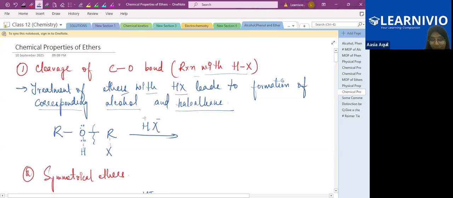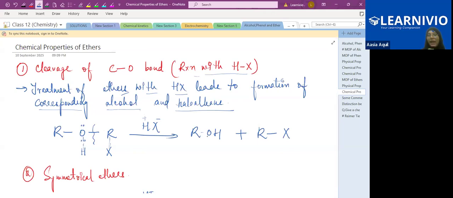Whichever of them you break, to the oxygen you always just attach the hydrogen because it's H plus, and oxygen is negatively charged, so it will form ROH, alcohol. So from here alcohol will be formed, plus the second one, this bond will break from here and what is formed? A new bond will be formed with X, so you will get RX, which is a haloalkane. So when you treat the ethers with HX, you will get alcohol plus your haloalkane. Clear?